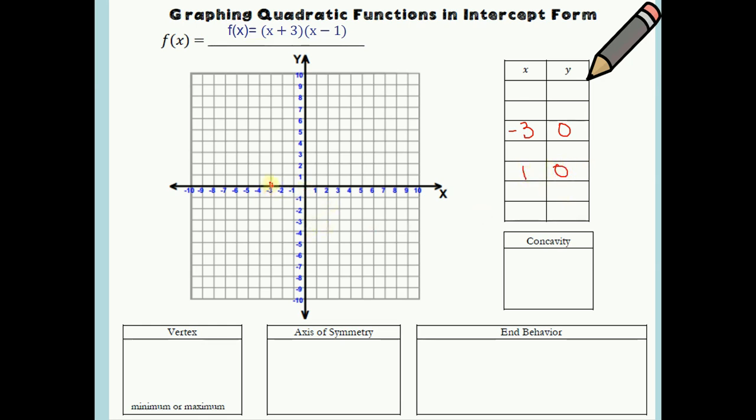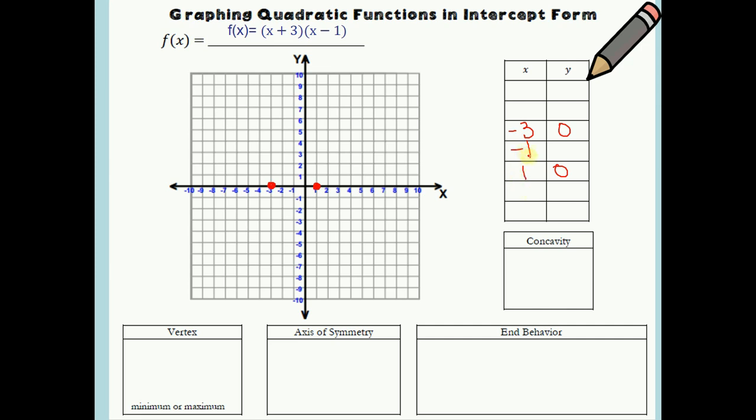So on my graph, I'm going to mark those in here. Now, what's cool about that? My vertex is in the middle. Smack dab in the middle of those two intercepts. So if I move over here, looks like my x value will be at negative 1 for my vertex, where that's going to be located.